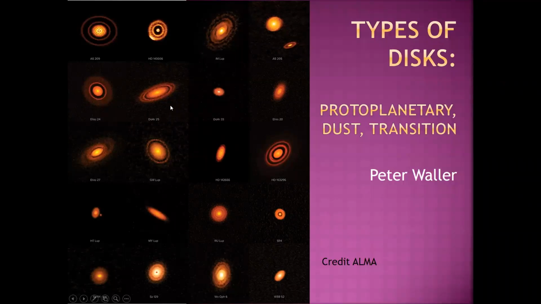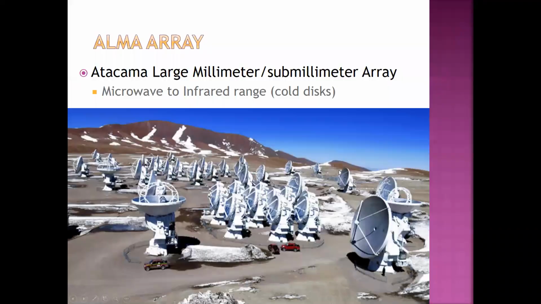The ALMA array has recorded many fascinating variations on disk geometry, and in this video, we're going to look at the three primary disk classifications: protoplanetary, dust, and transition. So the ALMA array records in the microwave to infrared range, which is suitable for cold disks.